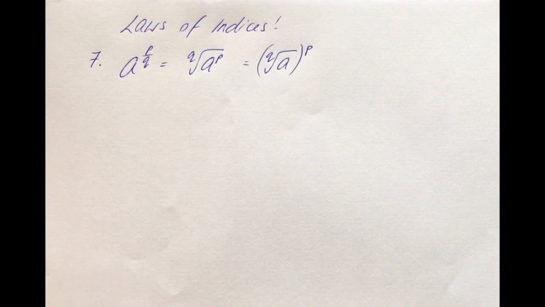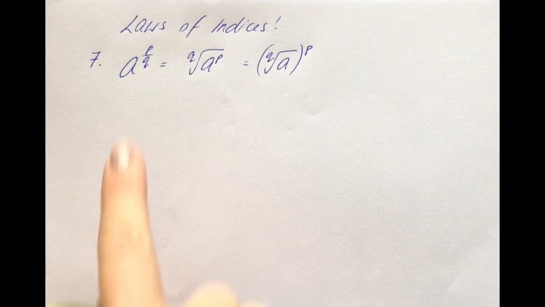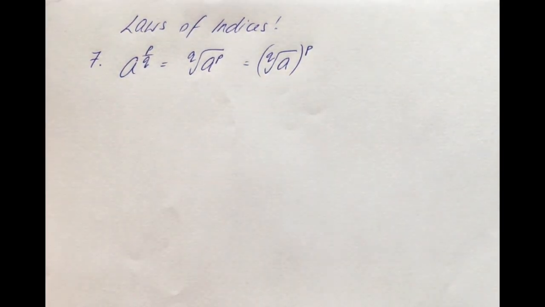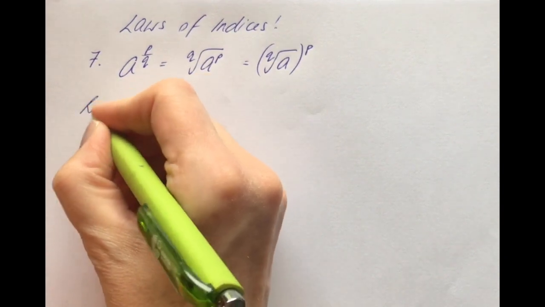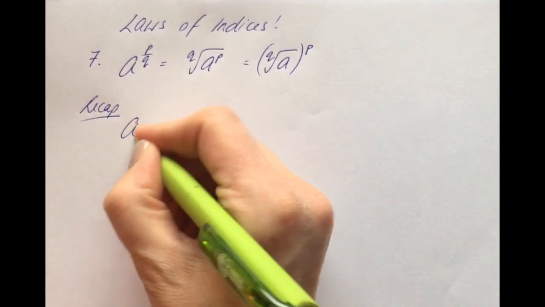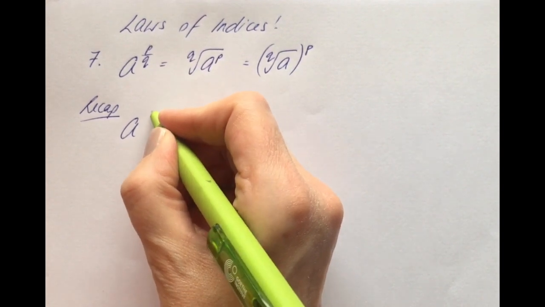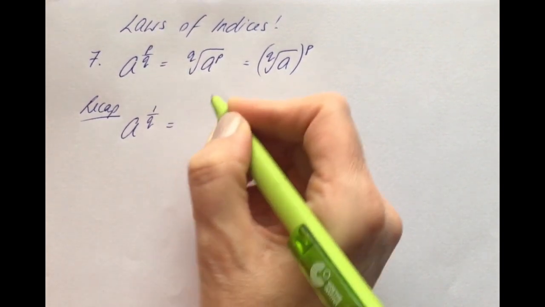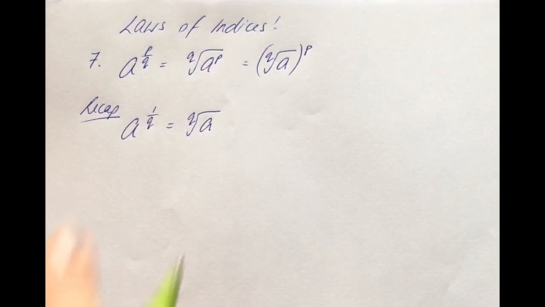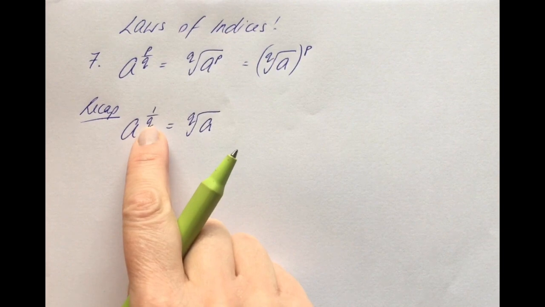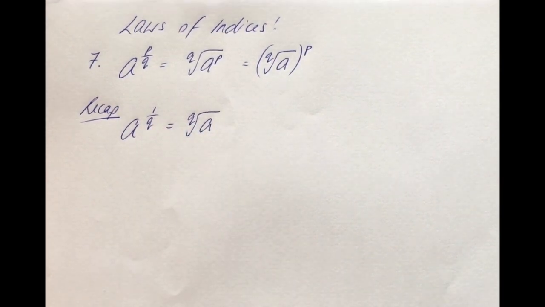Okay, the 7th law, as it's written in your log tables on page 21, the 7th one that they have is this. Now, this one is by far the most complicated. It does follow on from the 6th law. So let's just revisit the one before again, okay? So, quick little recap. The 6th law, as it's written in the log tables, is a to the power of 1 over q is equal to q root a. Okay, and what I was saying to you in that one is the minute you've got a fraction, the denominator tells you what root it is.